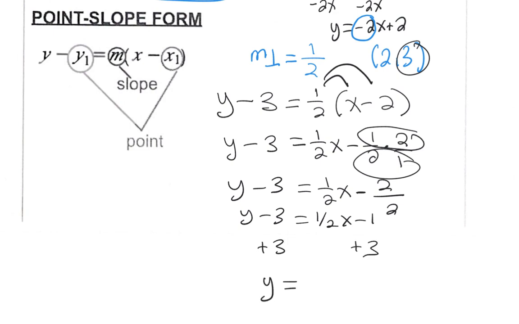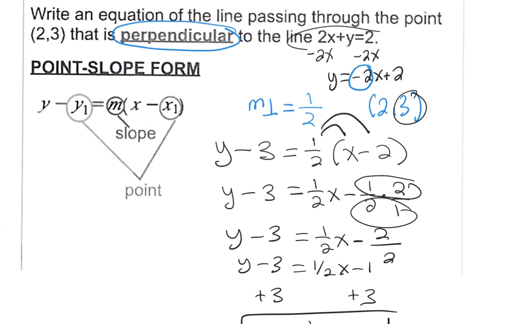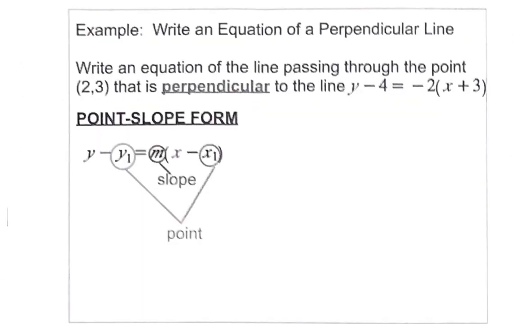So our equation would be y equals 1/2 x plus 2. Okay, that would be the equation of the line that's perpendicular to the original line, 2x plus y equals 2. All right, on to the back.